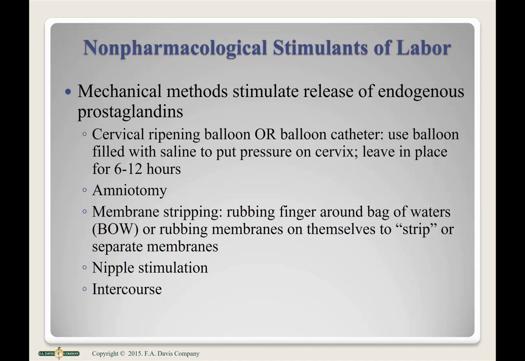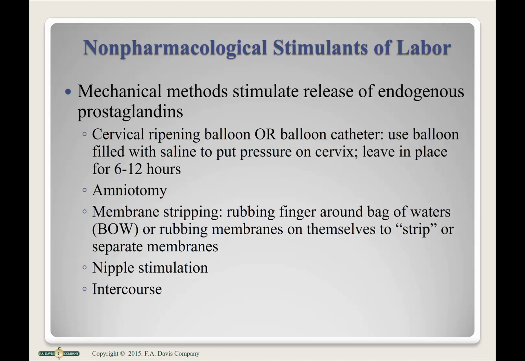Another mechanical method is an amniotomy, which means artificial rupture of membranes, breaking the amniotic fluid. The other thing OBs do in the office is membrane stripping. The patient will say the physician stripped my membranes. What that means is they rub their fingers around the bag of waters, and that helps release some of those hormones that could stimulate her to go into labor.